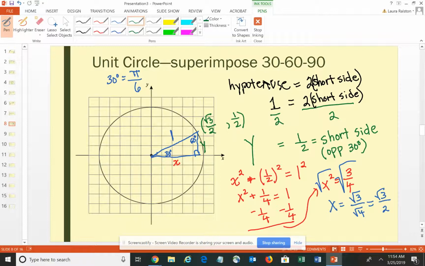Okay, so at pi sixth, I would have square root of 3 over 2 as my cosine and positive 1/2 as the sine. And again, it's all related back to the relationships of that 30, 60, 90 triangle. And again, I can take that same triangle and rotate it around into the other quadrants. So let me show you one real quick.